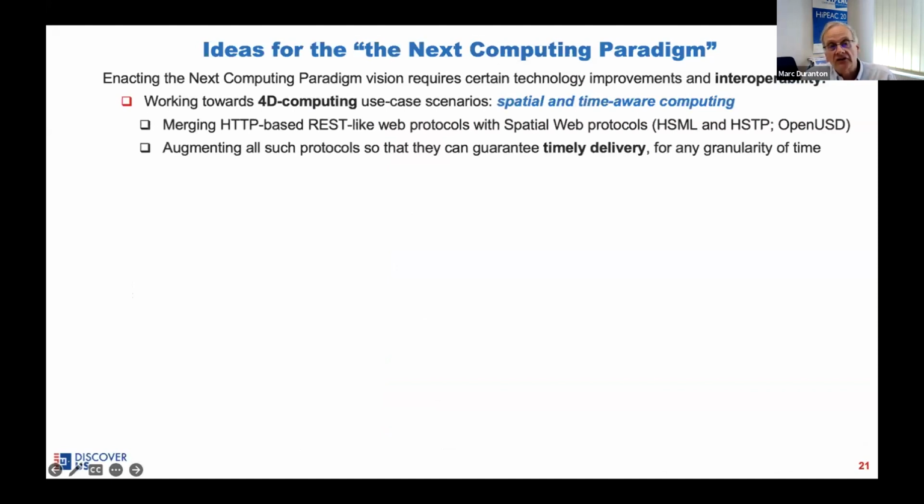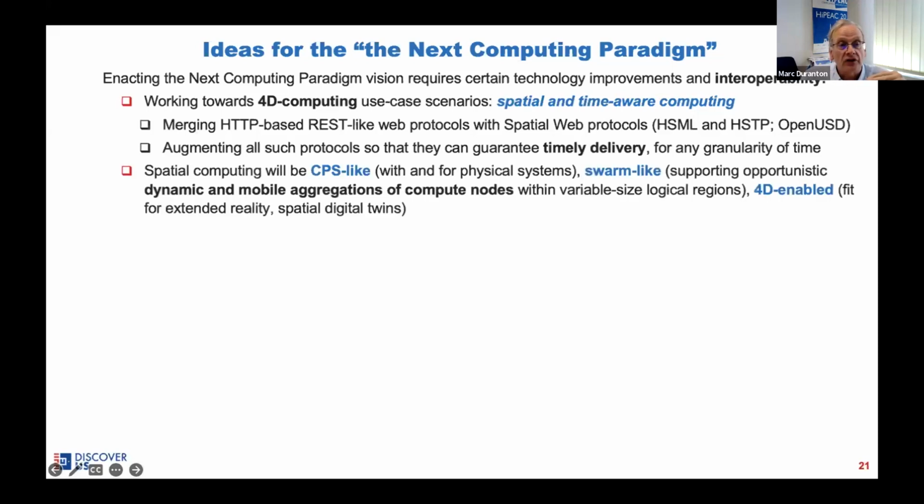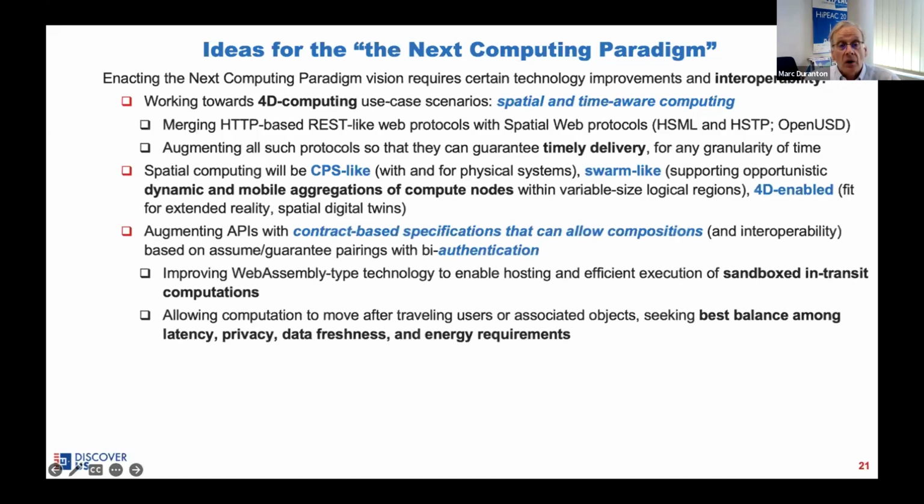So that means, on the practical side, to make extensions to the existing protocols. We don't want to reinvent everything. So we could use HSML, HSTP, OpenUSD, and also add this notion of timely delivery for this kind of safety critical function. And we see that we have all these services, so we also need to support this kind of swarm-like aggregation, so opportunistic and dynamic aggregation of the compute nodes and services to be able to perform a particular function with particular criteria.